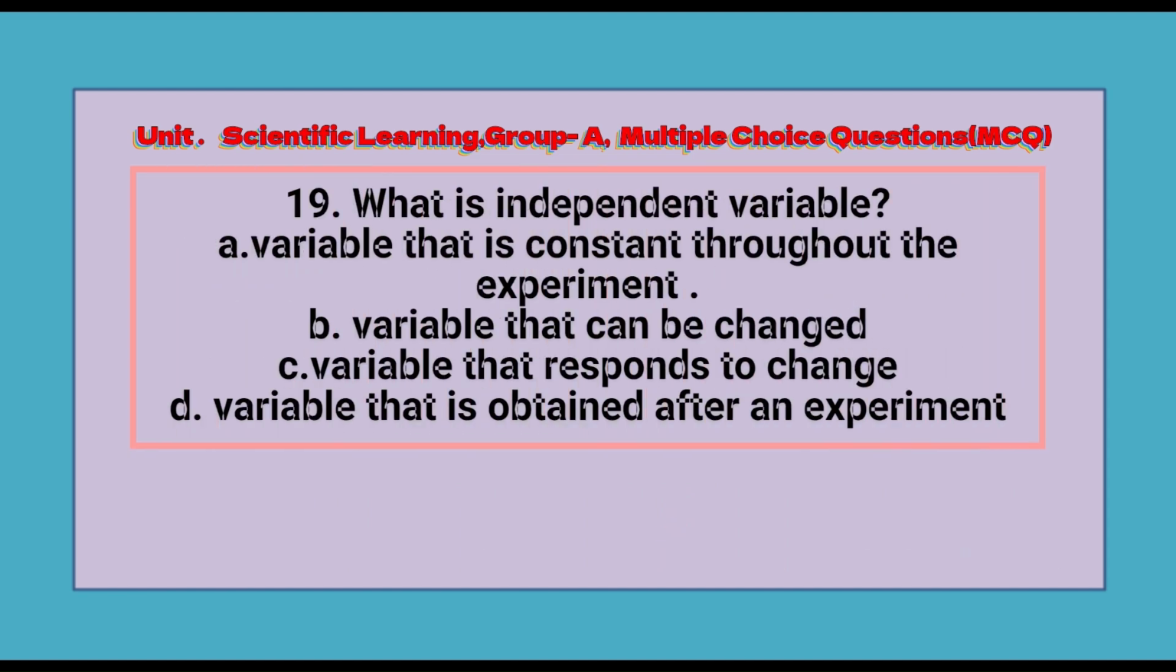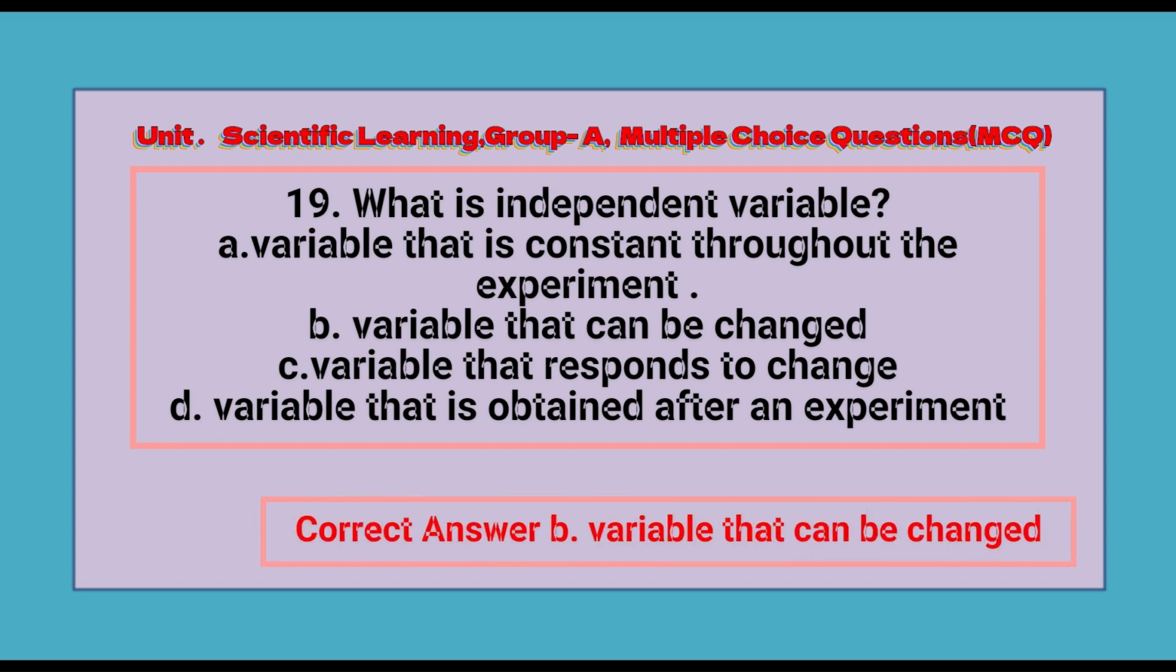19. What is independent variable? A. A variable that is constant throughout the experiment. B. Variable that can be changed. C. Variable that responds to change. D. Variable that is obtained after an experiment. Correct answer B. Variable that can be changed.